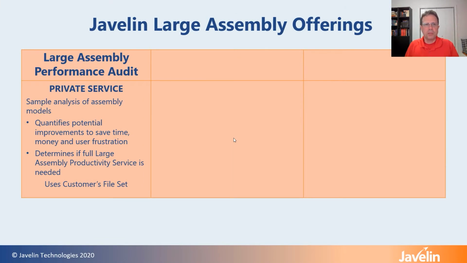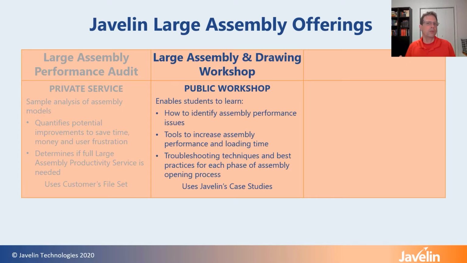The first one in this family is the large assembly performance audit. Imagine you have an assembly that gives you grief. You experience slowdowns. You can pack and go and send it to us. We will examine it and we'll provide you with an estimate about how much time you can save if you optimize it. And usually the time savings are impressive. You can go from twice as fast to maybe 10 times or even 15 times faster than what you are currently experiencing.